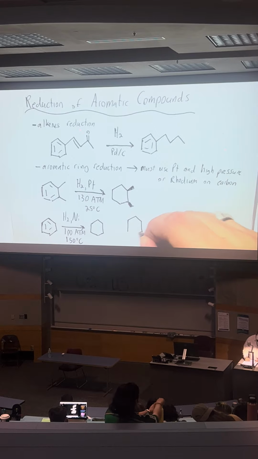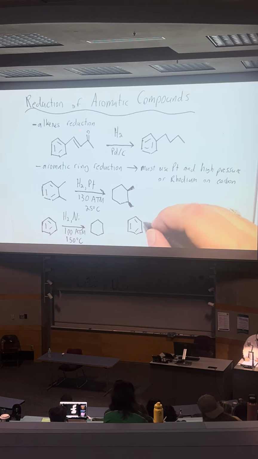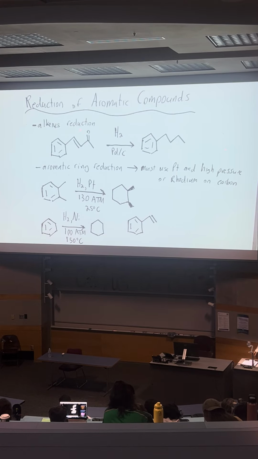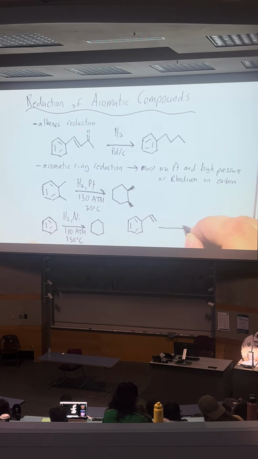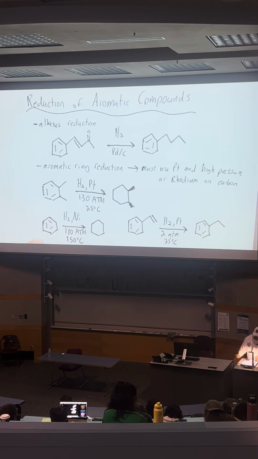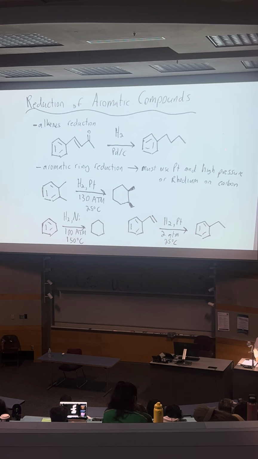But if we want to go back to the good old chemistry that we saw in OChem 1, we can take something like styrene, which has a pi bond that's outside of the aromatic ring, and then just the good old reaction from OChem 1, platinum, at 2 atmospheres, room temperature. And we can convert styrene to ethylbenzene. Pretty straightforward.